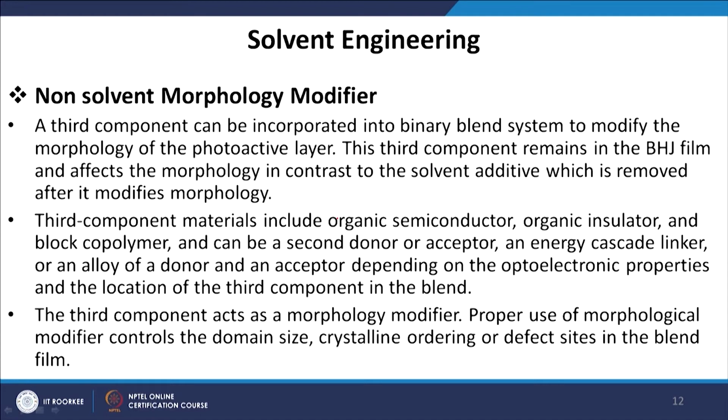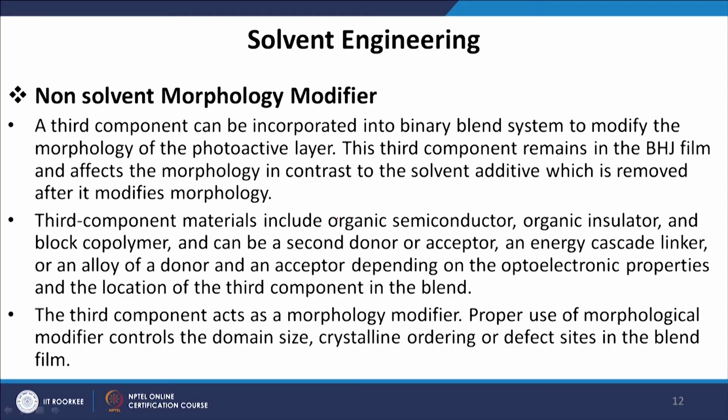So, after the solvent additive has modified the morphology, we remove it, but the anti-solvent remains in the system. Third component materials include organic semiconductor, organic insulator and block copolymer, and can be a second donor or acceptor, an energy cascade linker, or an alloy of a donor and an acceptor, depending on the optoelectronic properties and the location of the third component in the blend. So, basically it depends on where you want to have this third component, whether at a donor position or at an acceptor position, where the energetics should be, and what the packing fraction will be. Depending on all these factors we can choose the third component.